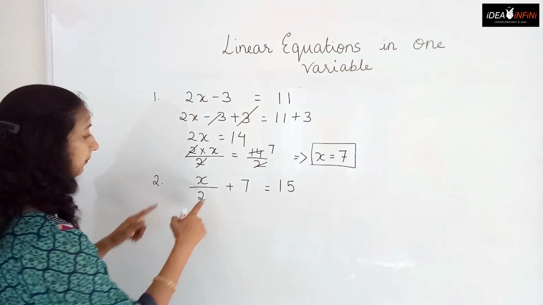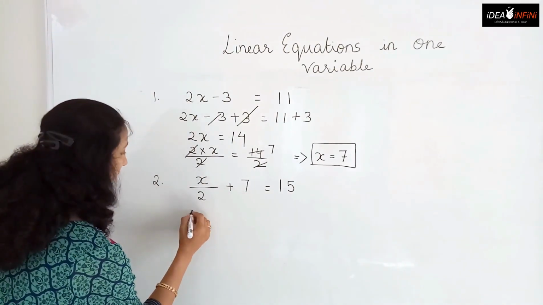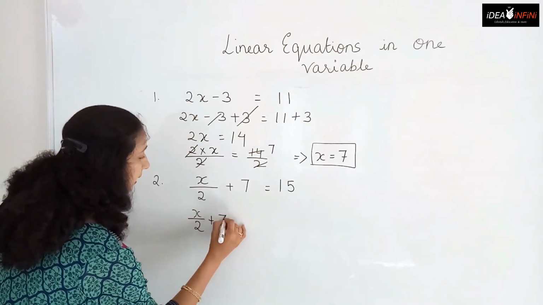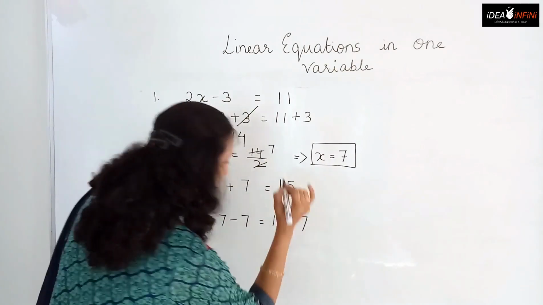See another example. X divided by 2. Here the division is there. We have to first get rid of this +7. X plus 2 plus 7. Then we add -7 here and we put -7 here.